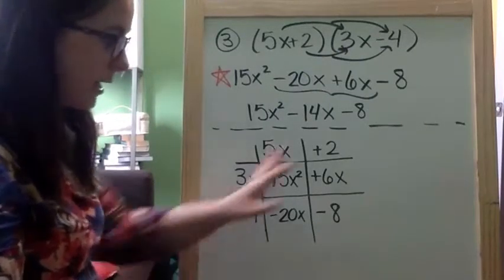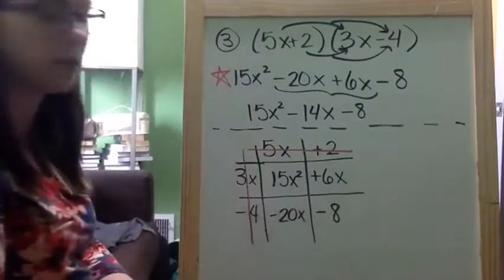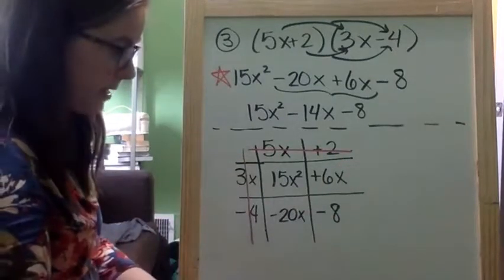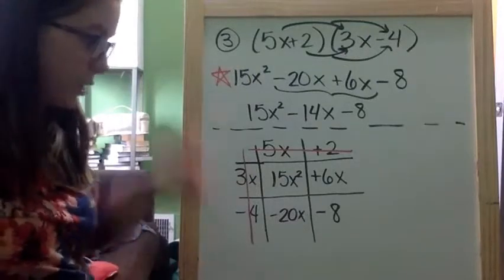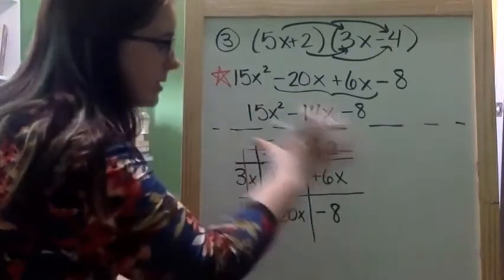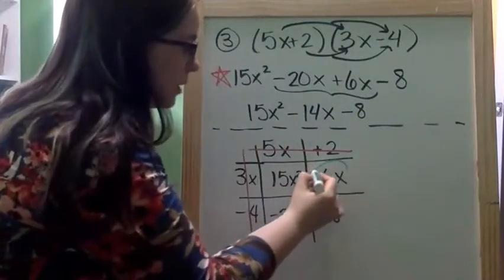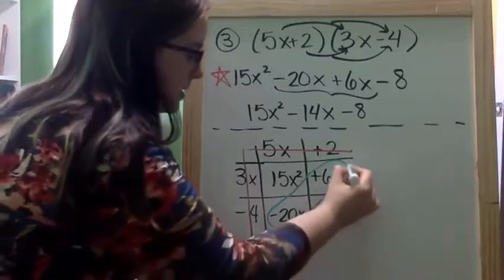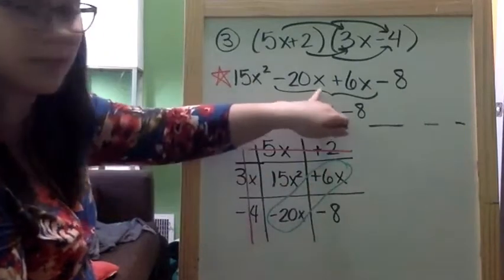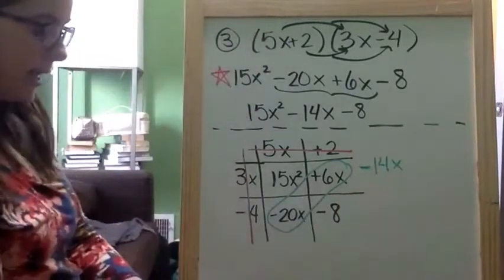From here, now that I've finished the multiplication, I'm done with the 5x plus 2, and I'm done with the 3x minus 4. So now I want to look at any like terms I have inside. Usually, unless something is weird with the setup of those problems, your like terms are going to be on a diagonal, like we have here. So we've got negative 20x plus 6x, just like we had up here, which would give me negative 14x. So I'm just combining those like I did before.